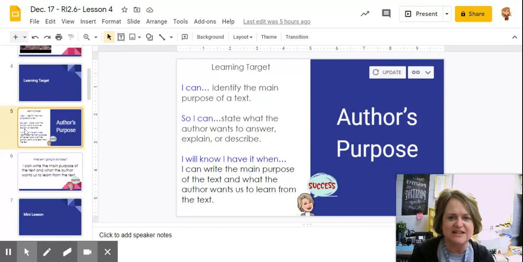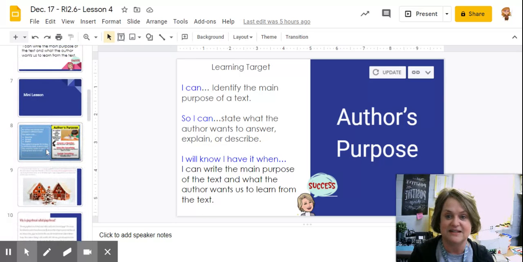Today, our learning target says I can identify the main purpose of a text, so I can state what the author wants to answer, explain, or describe. I will know I have it when I can write the main purpose of the text and what the author wants us to learn from the text.